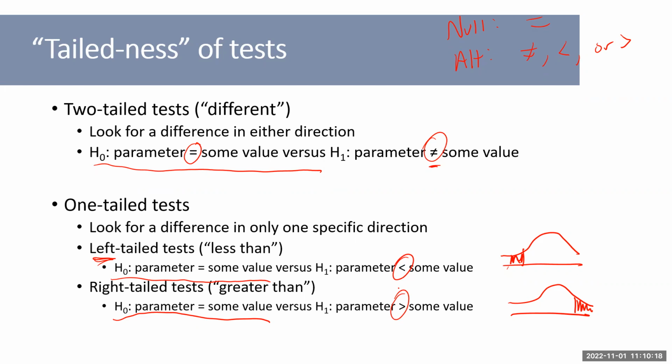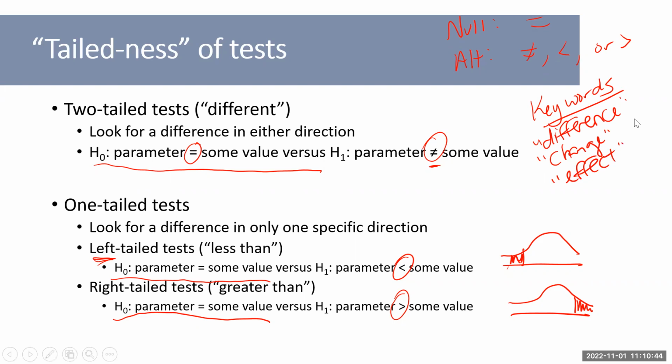Now, I kind of alluded to this. You are looking for keywords here. Okay. Keywords of a two-tailed test might be something like different or change or an effect, something like that. Notice those are not directional.